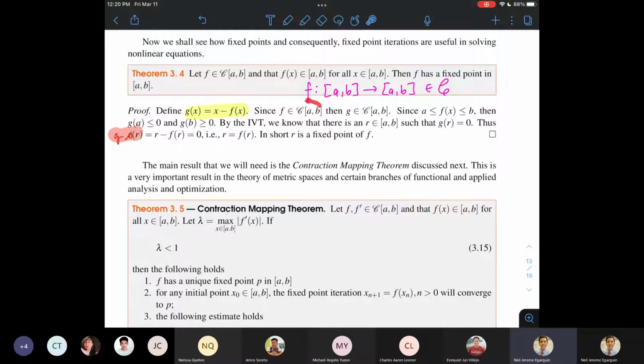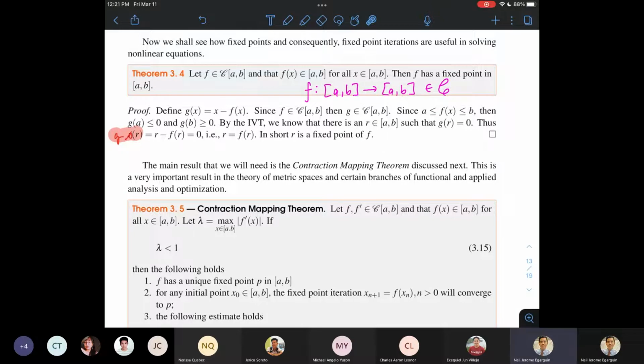All we know in the assumptions is that f is continuous. Kaya lang si x, the identity function, is also continuous. The difference of two continuous functions is also continuous. So that means g is continuous as well. All right, so yun yung second sentence. And then from the assumption, we know that function values under f comes from the closed interval AB. So ibig sabihin si f of x ay between a and b inclusive.